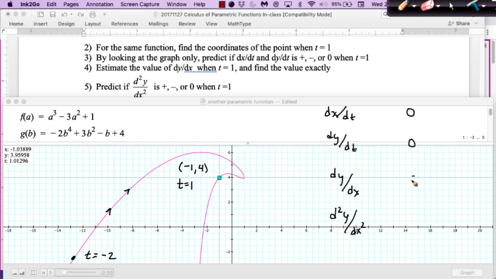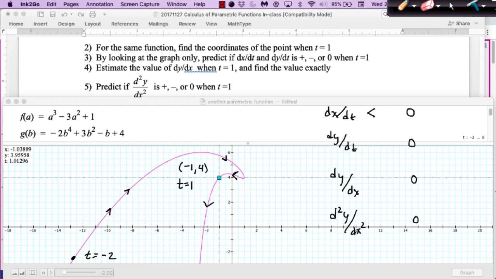People are saying negative. Why negative? For a change in t, x is decreasing through here, right? Because the curve is being swept out this way. See that? So for a change in t, x is decreasing. We're going right-ish, right? Therefore, dx dt is less than 0.